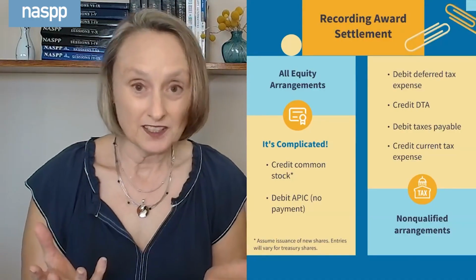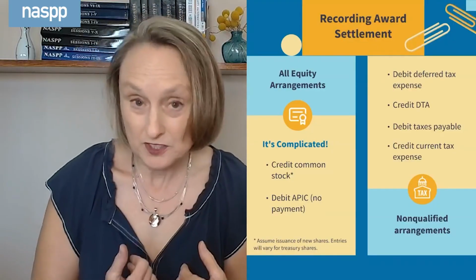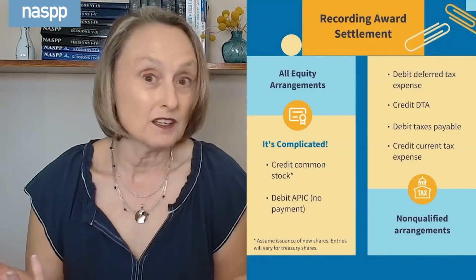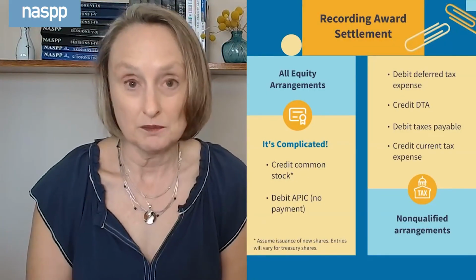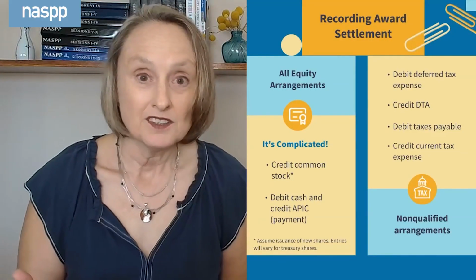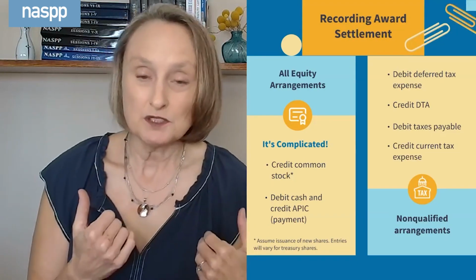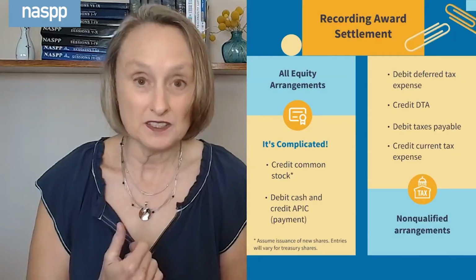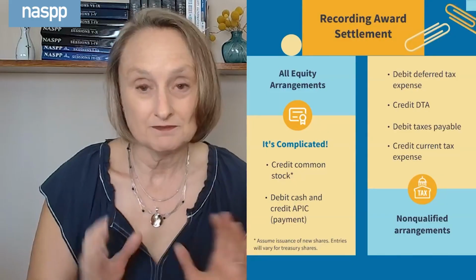We'll also need an offsetting entry, and that offsetting entry will vary depending upon whether we're getting a cash payment for the shares or not. So if we're not getting cash payment, for example, if this is an RSU award, then our offsetting entry is just going to be a debit to additional paid-in capital. On the other hand, if we are getting a payment, then we'll have two offsetting entries. The first one will be a debit to cash, which represents the cash that we are receiving. And then the second entry will be a credit to APIC, which is the amount by which that cash exceeds the par value of our stock.